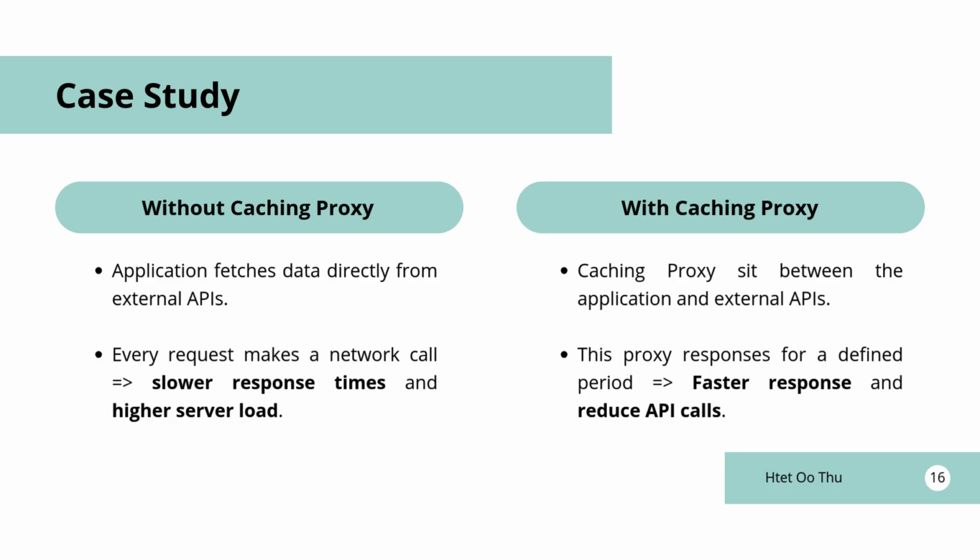On the other hand, with caching, a proxy sits between the application and the APIs. It stores responses for a defined period, so repeated requests can be served quickly from the cache. This not only improves speed for users, but also reduces the number of API calls and server costs.